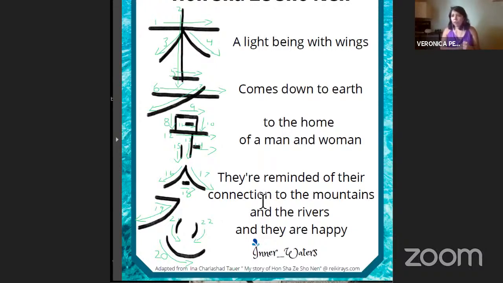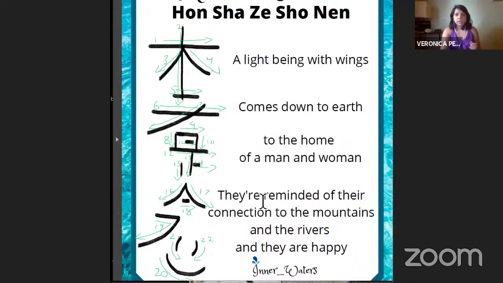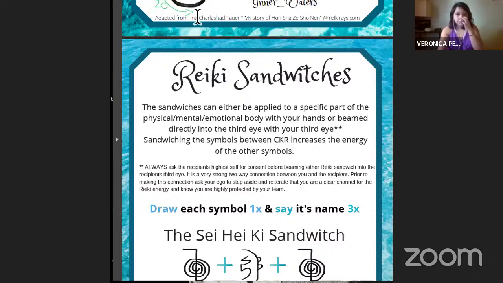And also when I was memorizing how to say the mantra Hon Sha Ze Sho Nen, I just couldn't with the vertical. I had to stack the words, so I had Hon Sha Ze Sho Nen. So I had to vertically write each little segment of it, and that helped me to remember that a little bit better. So if that helps you out, happy to do that.